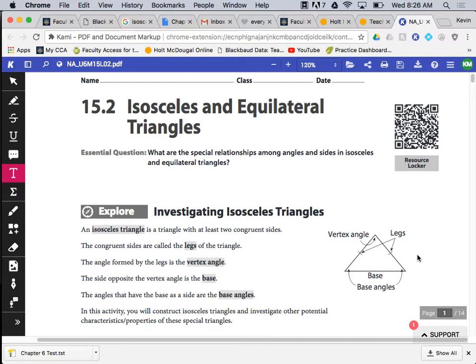Isosceles and equilateral triangles. The reason why this lesson is so short is because you all already know about isosceles and equilateral triangles. In fact, this is really just a review of some of the stuff you learned in geometry.